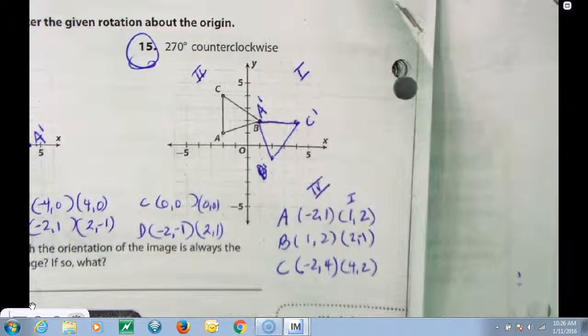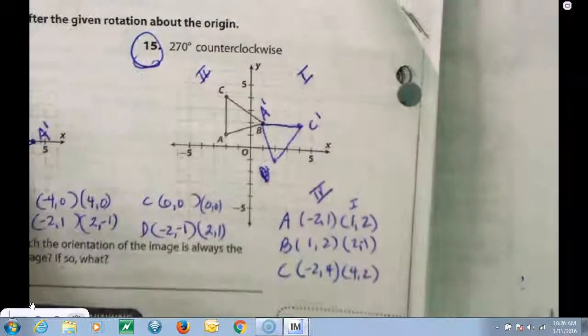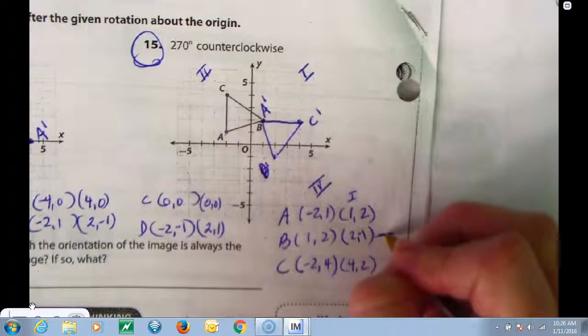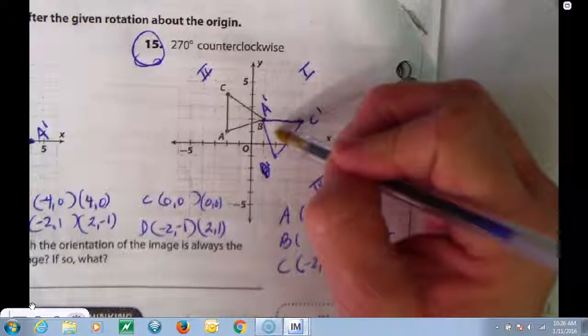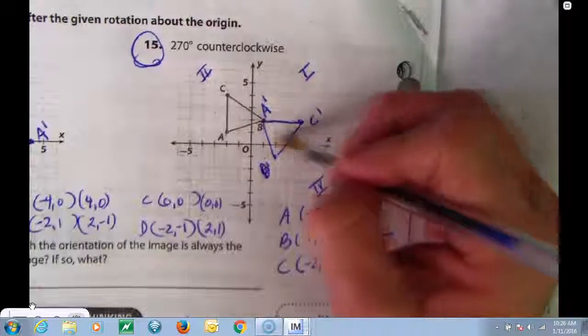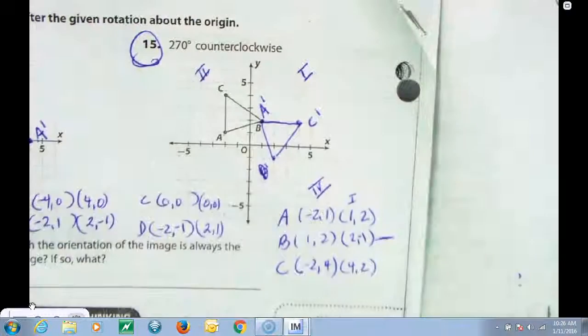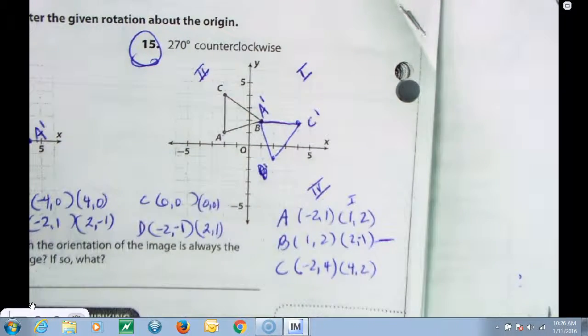Who got both of those right? Who got the first one right? Okay. Who got this right except for B? You did B prime wrong. Okay, but B, did you put it at 2, 1? Well, it didn't make the same shape, did it? Okay, when you do a rotation, is it staying congruent? Yes. Is the orientation changing? Yes. We hadn't even talked about that. So, yes and yes. It stays congruent. The orientation changes.